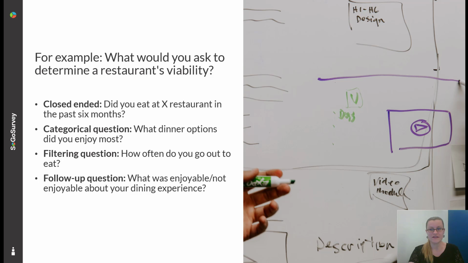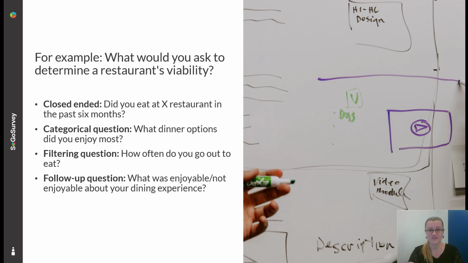What to talk about? For example, pick your topic. What about if you were looking at a restaurant's viability? Did you eat there? That's a yes or no. What dinner options did you enjoy the most? Categories. How often did you go out to eat? Maybe I want to be able to slice that data by people who eat out frequently, people who do not, and look at their various trends or tendencies across those groups, and what was enjoyable or not.